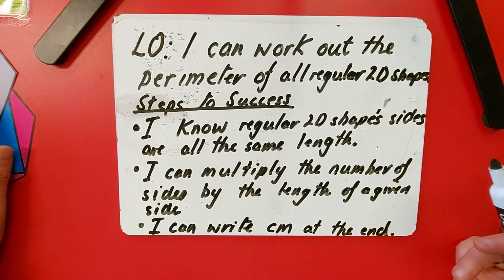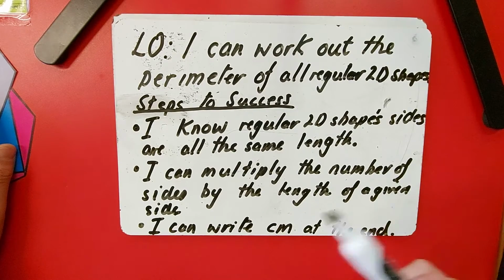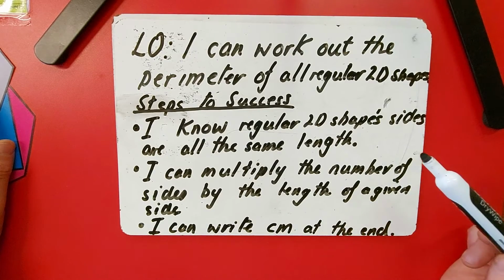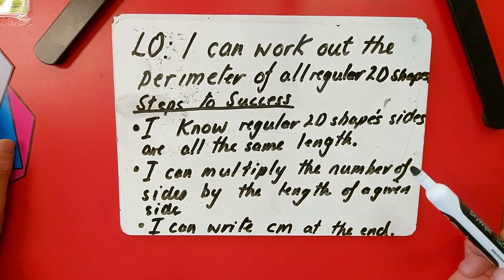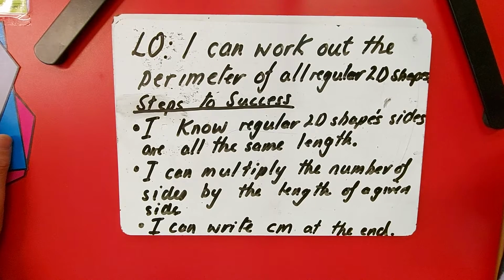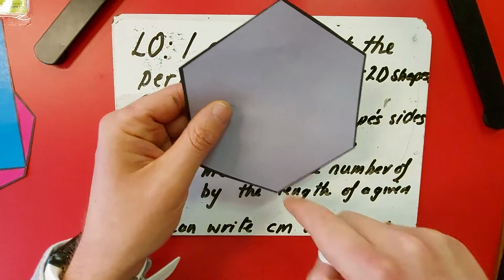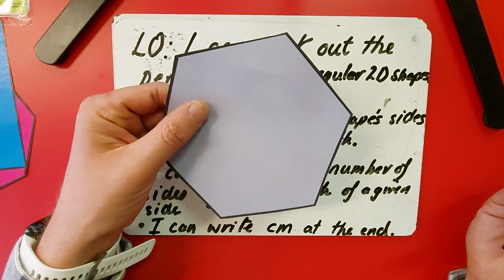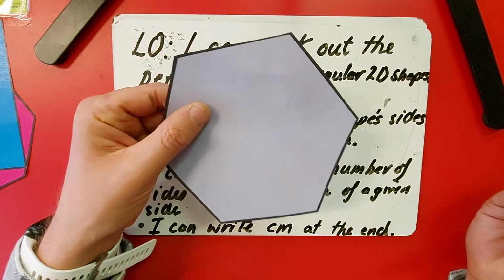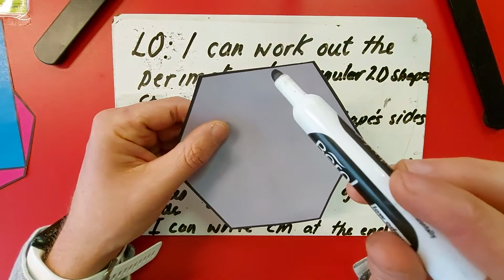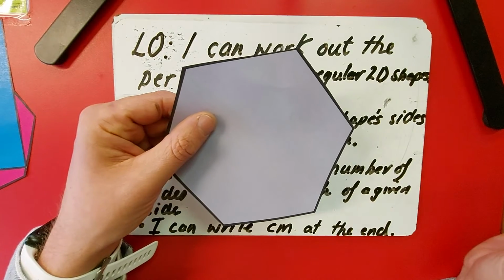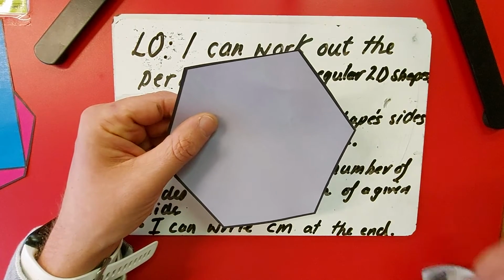Let's run through the steps to success. Make sure you're listening hard. You might want to replay this bit because it's so important. So I know regular 2D shapes have sides that are all the same length. Remember when we did shape, we looked at what makes a regular 2D shape, and they have to have the same size angles and their sides have to be the same length. So all 6 of these sides on a hexagon are the same length. That's really important. If they were different, it wouldn't be regular. So we are only looking at regular shapes.